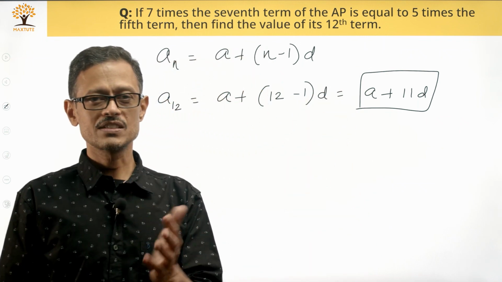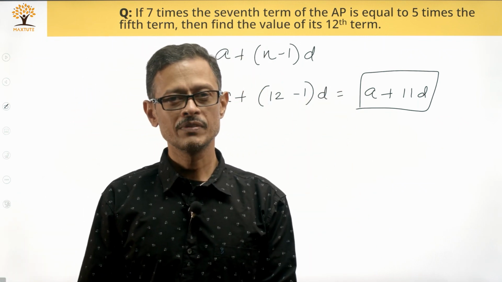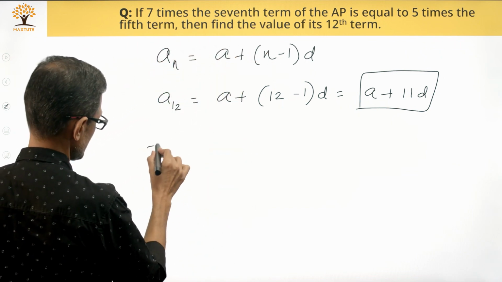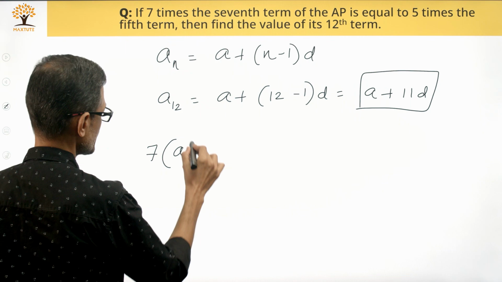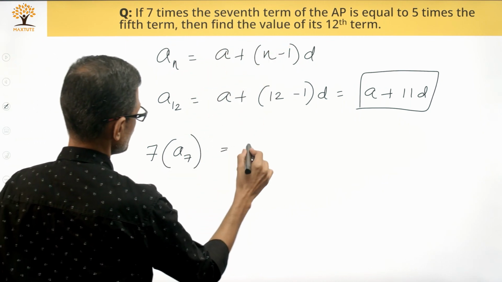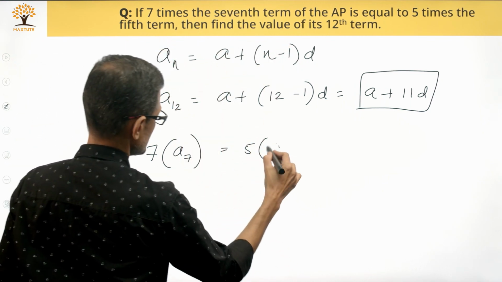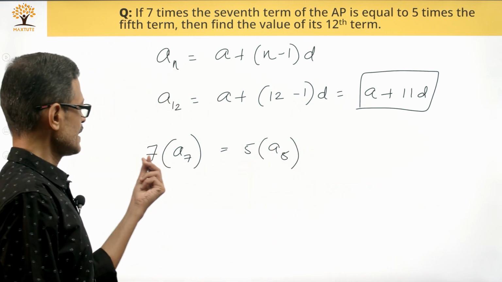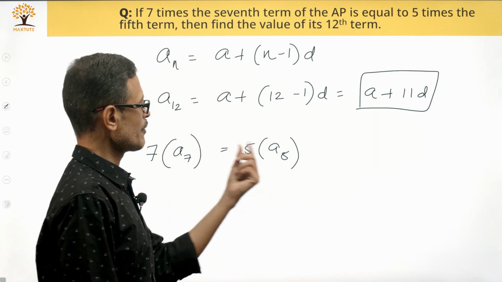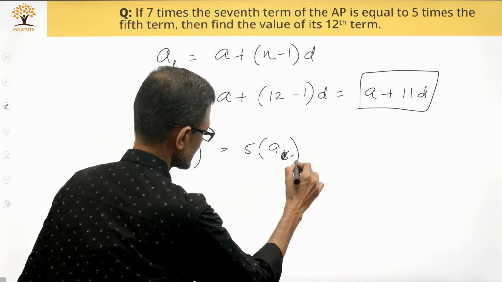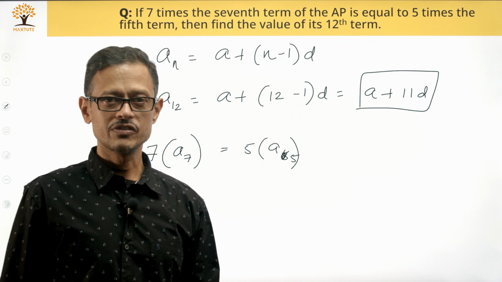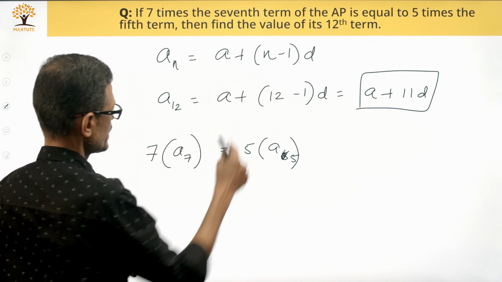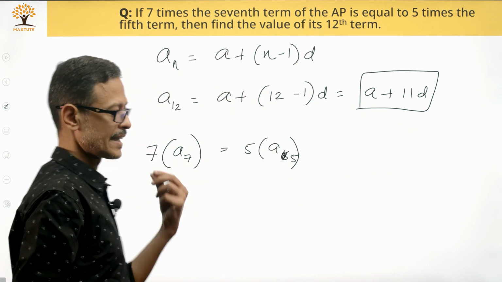If we can get the value of a plus 11d, we have found what we are trying to find. Let's now make sense of the statement. 7 times the 7th term is equal to 5 times the 5th term. A7 is the 7th term, A5 is the 5th term. So 7 times the 7th term is equal to 5 times the 5th term. As the next step, write A7 and A5 in terms of this format. Let's get done with that.